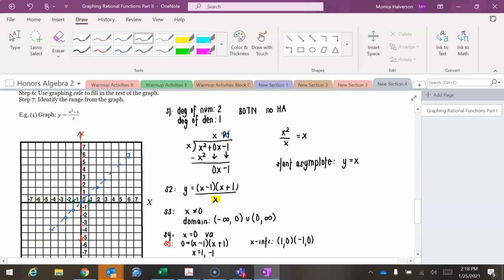Okay? And then to find the y-intercept, we're supposed to plug in 0 for x. But when we do that, we get 0 in the denominator. This is not possible, so there is no y-intercept. Okay? So there we go.